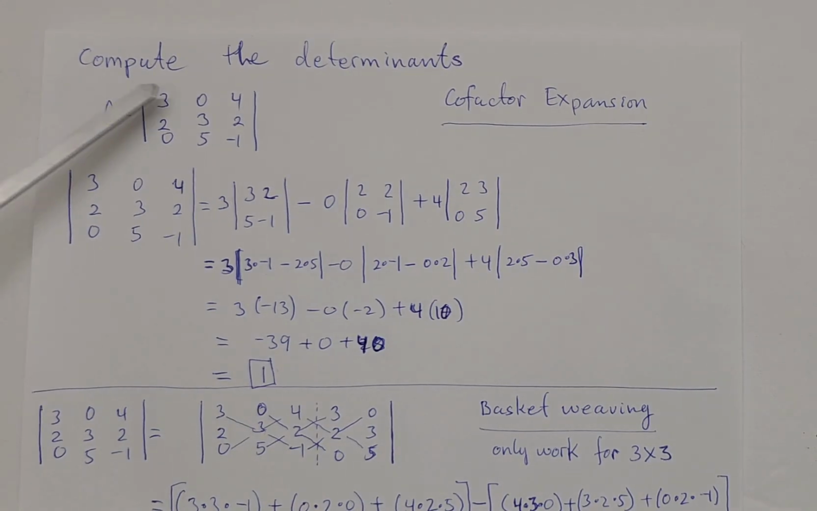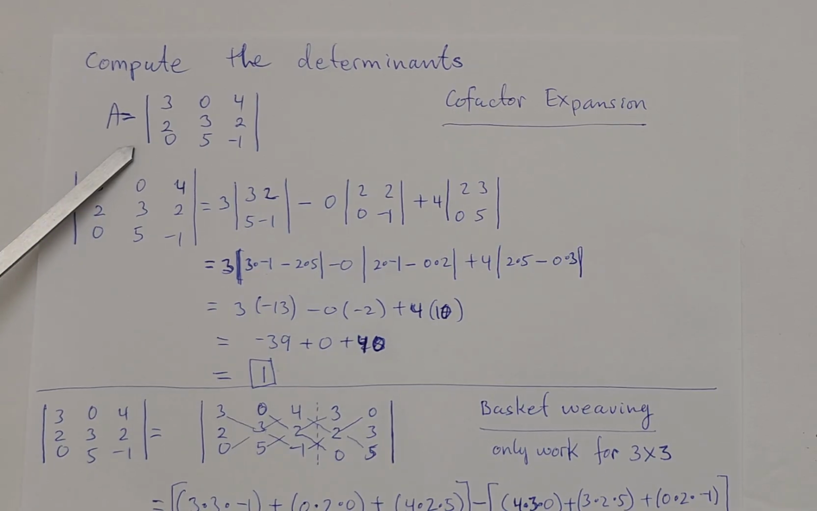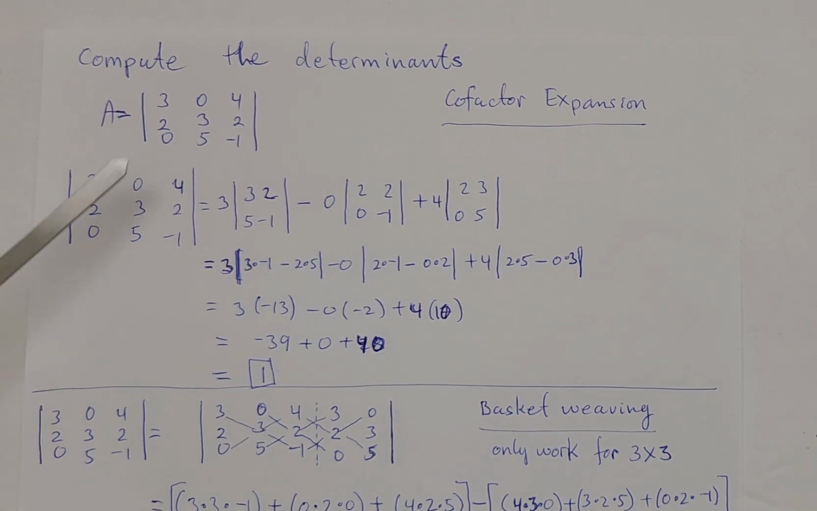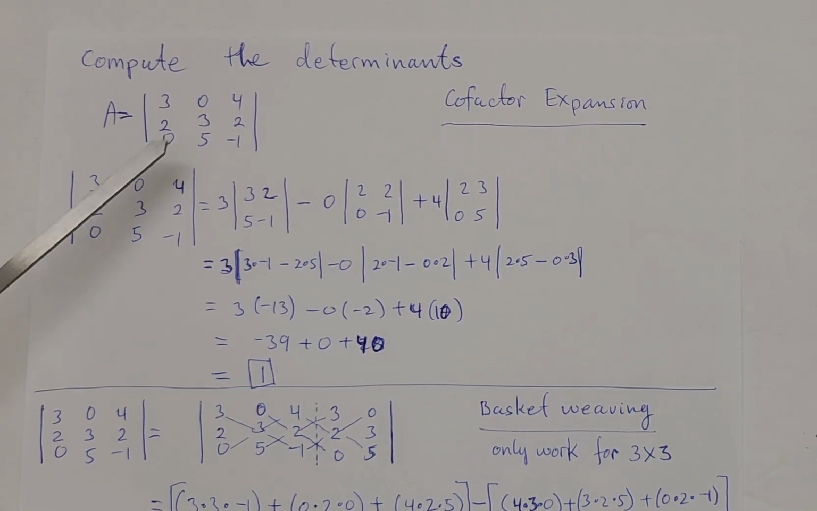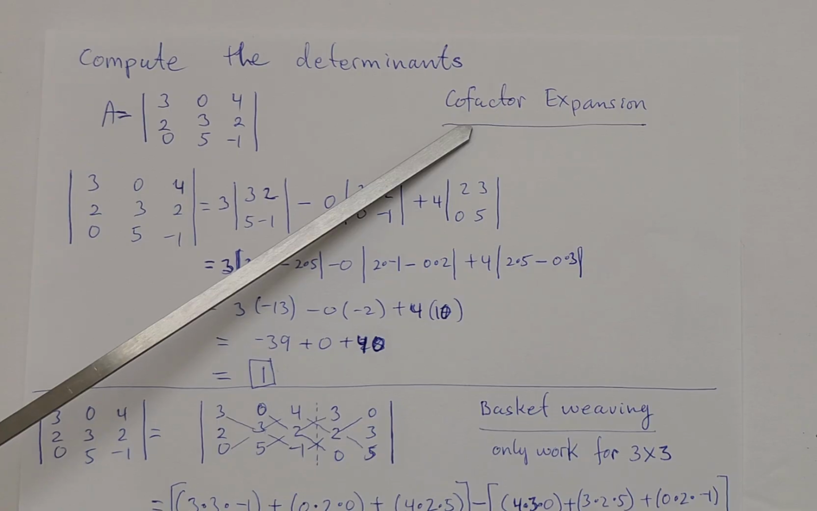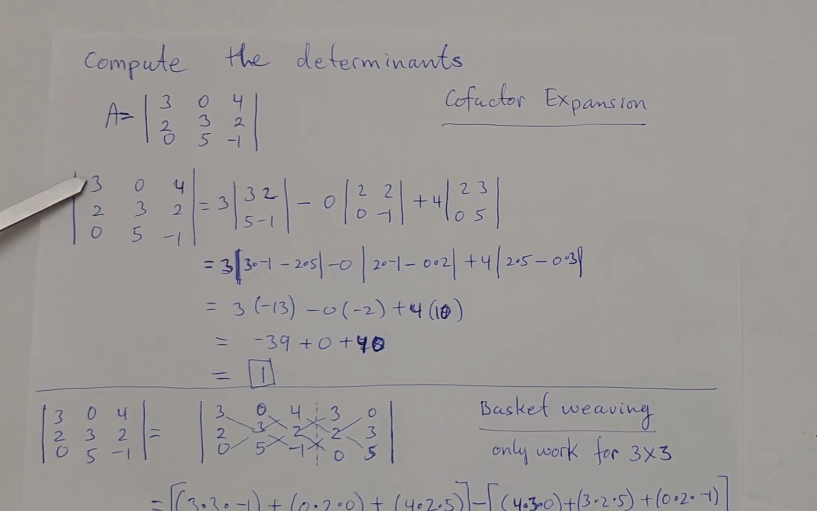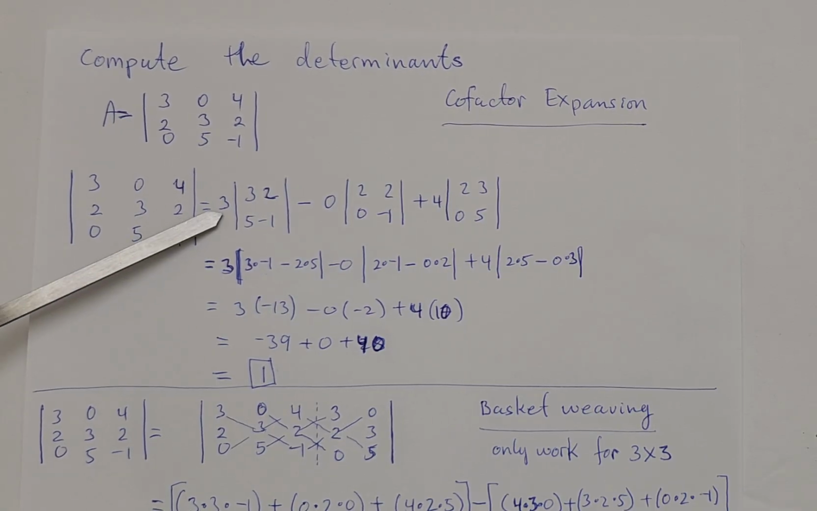This lesson is compute the determinant. Here we have a 3 by 3 matrix, and we're going to use the cofactor expansion method. The first thing we need to do is take this 3, put it here. Take this 3, put it here.